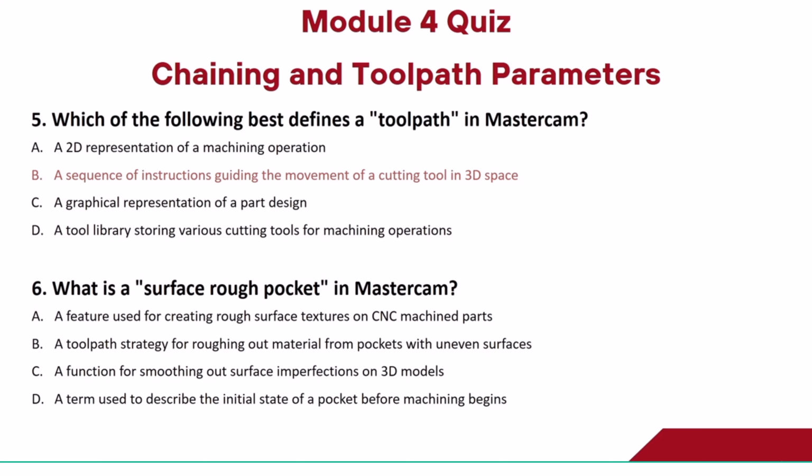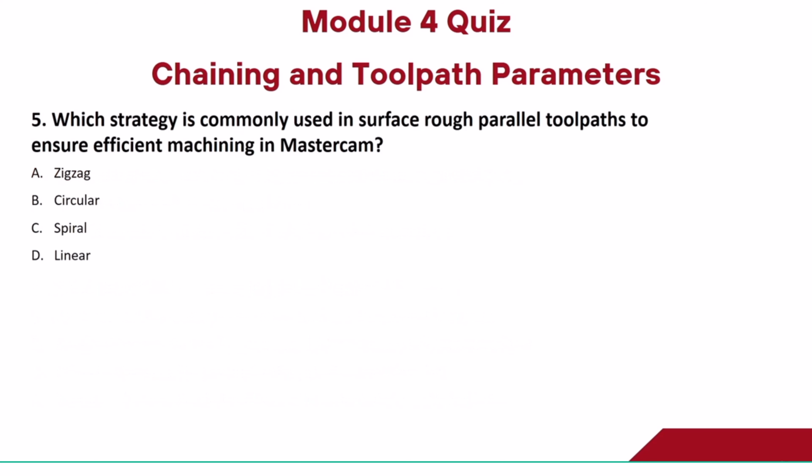So the next question is, what is a surface rough pocket in MasterCAM? Option A, a feature used for creating rough surface textures on CNC machine parts. Option B, a toolpath strategy for roughing out material from pockets with uneven surfaces. Option C, a function for smoothing out surface imperfections on 3D models. Option D, a term used to describe the initial state of a pocket before machining begins. So the right answer to the question is option B, a toolpath strategy for roughing out material from pockets with uneven surfaces.